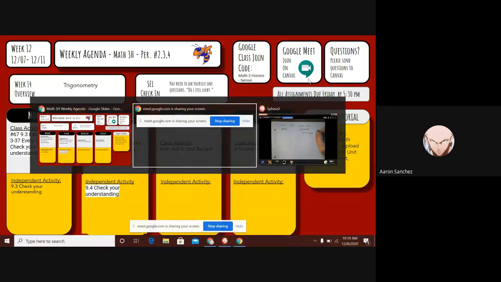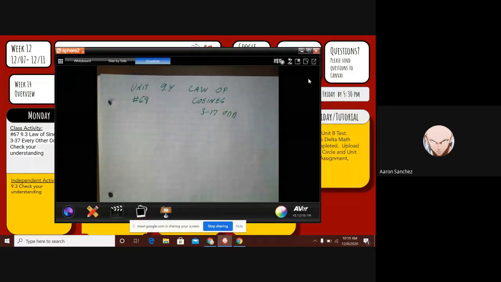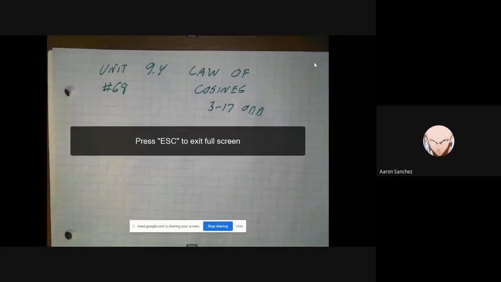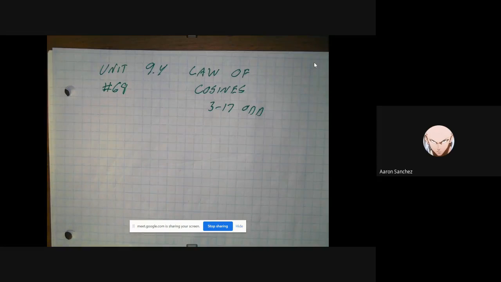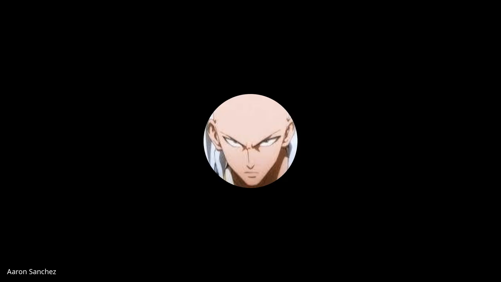Okay, so what is the law of cosines? Right, here we go. Law of cosines we use when we want, where are you guys? When we want to find opposite angle, opposite side, opposite angle, opposite side. Okay, shoot. That's the law of sines. Law of cosines.